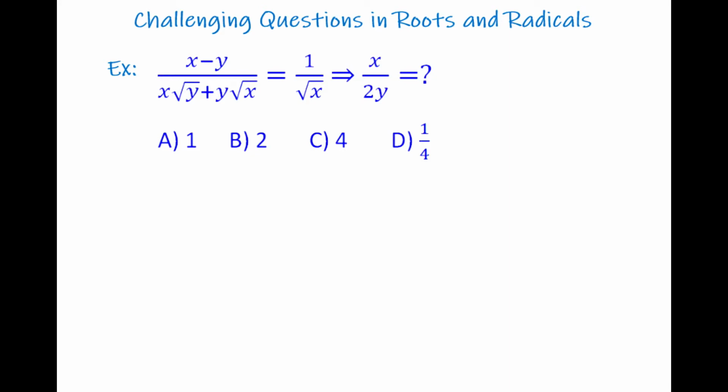This is our first question, guys. In the question, it says (x minus y) divided by (x times square root of y plus y times square root of x), and if that is equal to 1 divided by square root of x, in this case, what is the value of x divided by 2 times y?